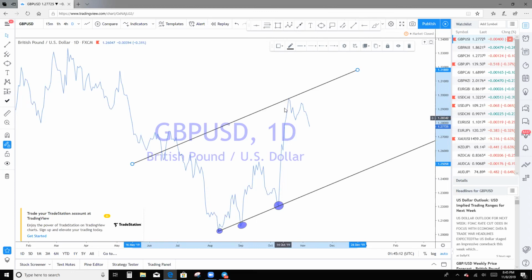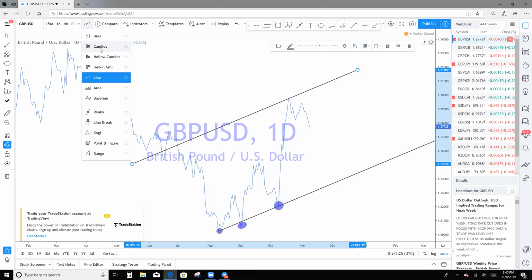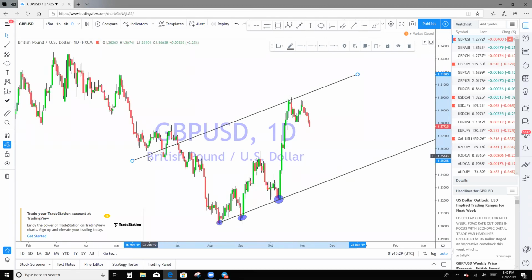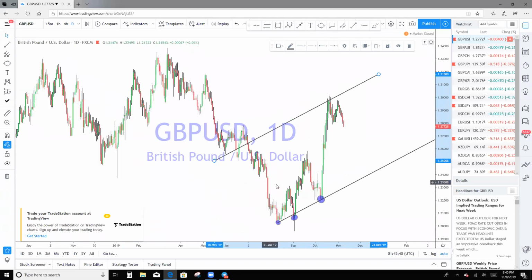Now, if this is correct, then we should see wicks all around this area to confirm this. Let's see if we can get wicks. So I'm going to switch back to the candles. Look at that. Look at how this wick reacted right off this line. So we know this is valid. We know this is now a valid channel, right?